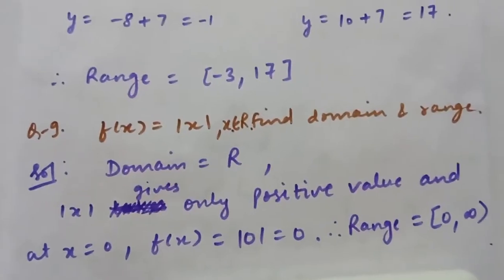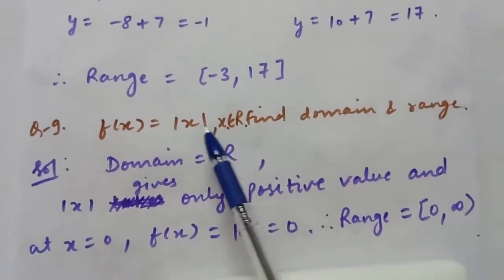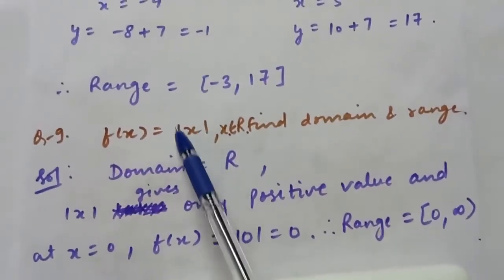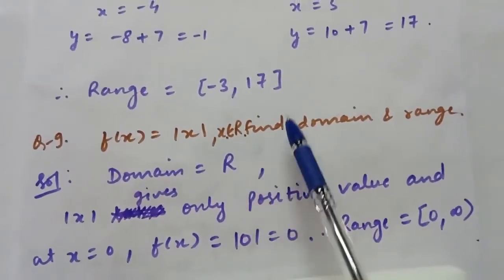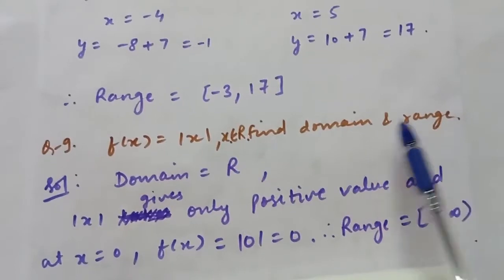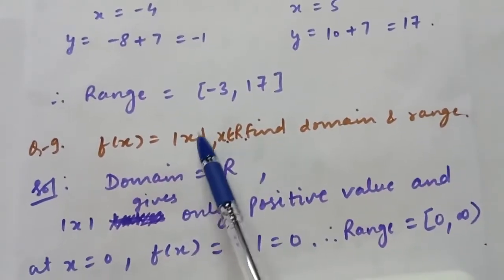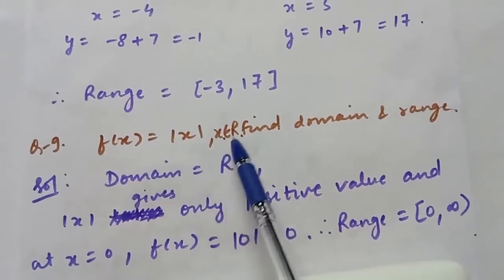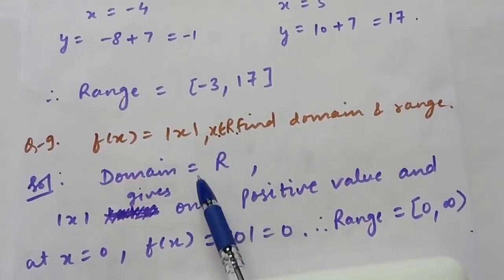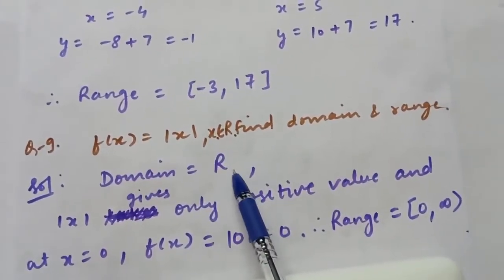Question number 9, f(x) is equal to modulus x. Remember, this is the modulus function. x belongs to R. Find domain and range. So as we can see, for any value of x, f(x) is defined and x belongs to real numbers. Therefore domain is the complete set R.